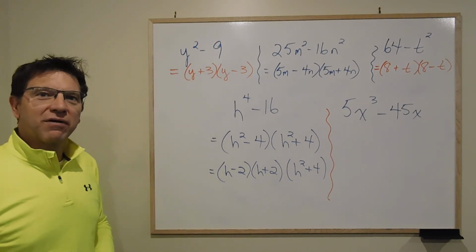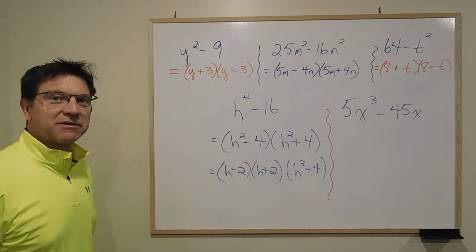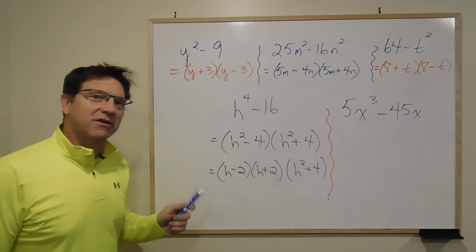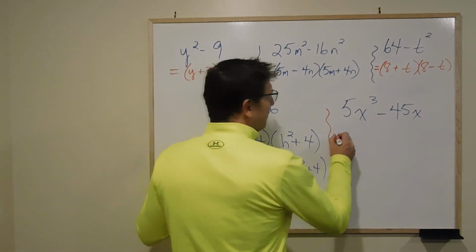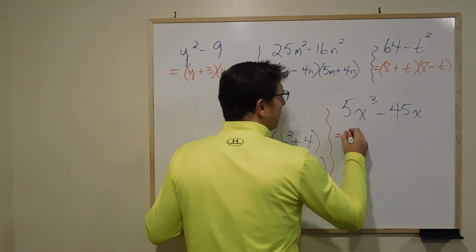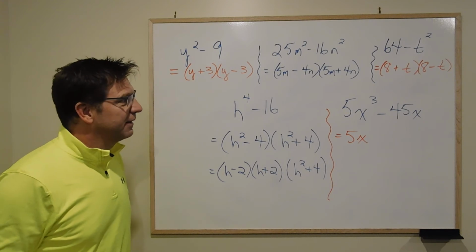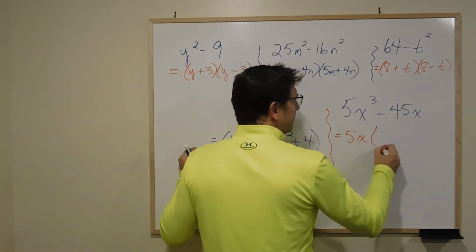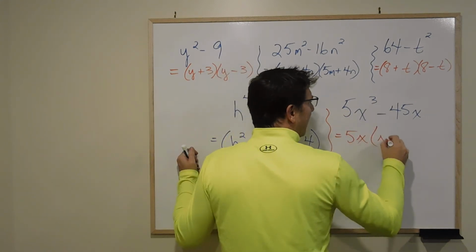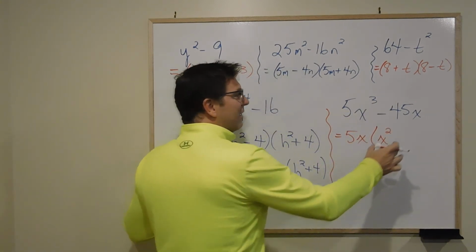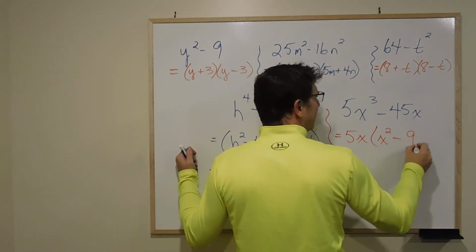5x cubed minus 45x, and you're like, why? Neither one of them are perfect squares. But the very first thing you always have to do when you factor is look for the greatest common factor. And if I do that, I will notice that both of these can be divided by 5, and they both have an x in them. Right? So let's do that. Right? 5x cubed divided by 5x gives me x squared, and minus 45x divided by 5x is 9.